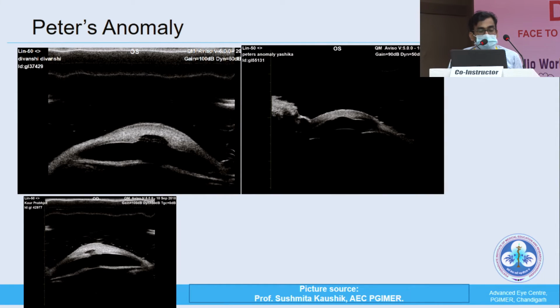Now, just quickly going through some of these structures, this is a case of Peters anomaly. There is a central defect in the Descemet's along with a defect in the stroma that can have different grades. Here is a minimal one, here is somewhat moderate. Sometimes the iris and lens can adhere to this structure. This is a case of Peters anomaly.